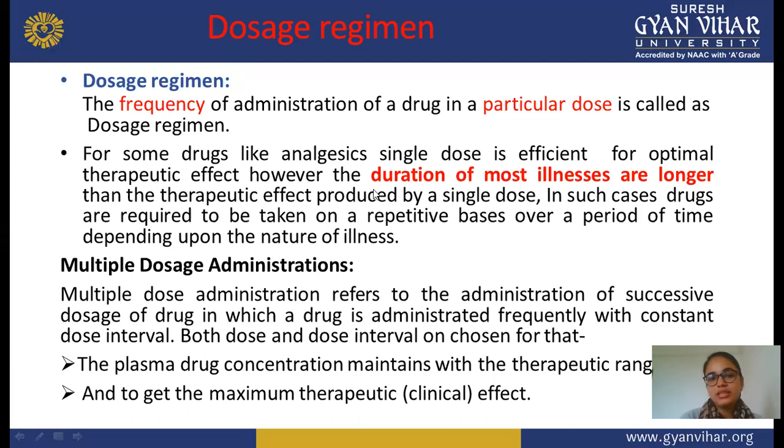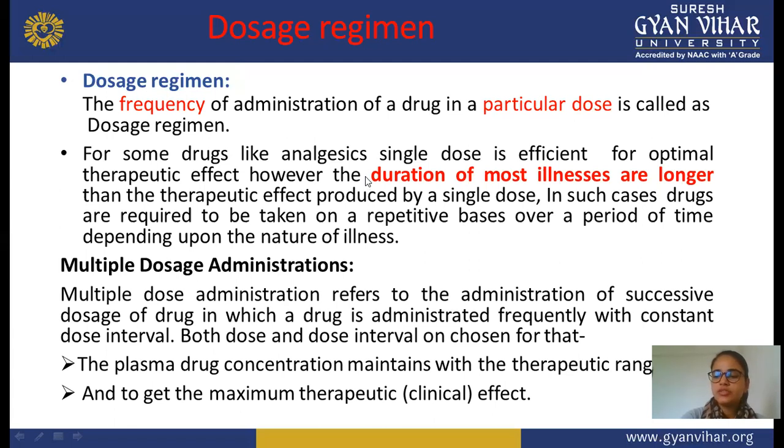However, the duration of most illnesses is longer than the therapeutic effect. In some cases, it requires a long time effect or long time period effect. So in this condition, a long time effect is required for a particular disease. Suppose a disease like cancer, this disease is not single dose dependent. So in this condition, we are selecting multiple doses, and you maintain the therapeutic effect of that multiple dose. And in such cases, the drug is required to be taken on a repetitive basis over a period of time, depending on the nature of illness.